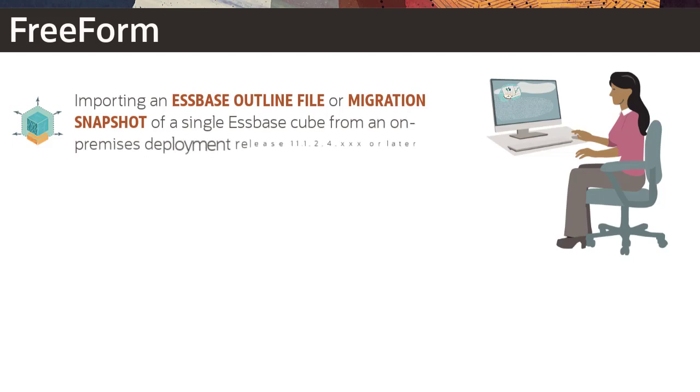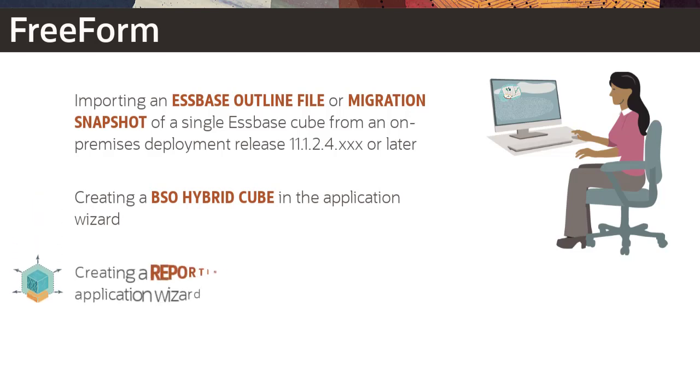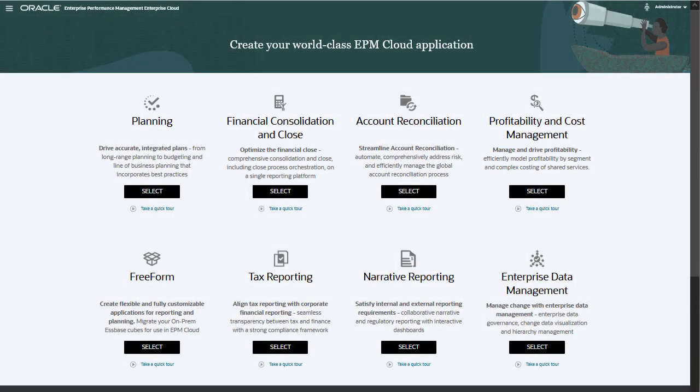Essbase cube from an on-premises deployment release 11.1.2.4 or later, creating a BSO hybrid cube in the application wizard, or creating a reporting or ASO cube in the application wizard. You can model and build your own hybrid BSO or ASO cubes while preserving the ability to leverage planning functionalities. I'll go through the process of importing an Essbase outline file and an Essbase migration snapshot of a single Essbase cube from an on-premises deployment.